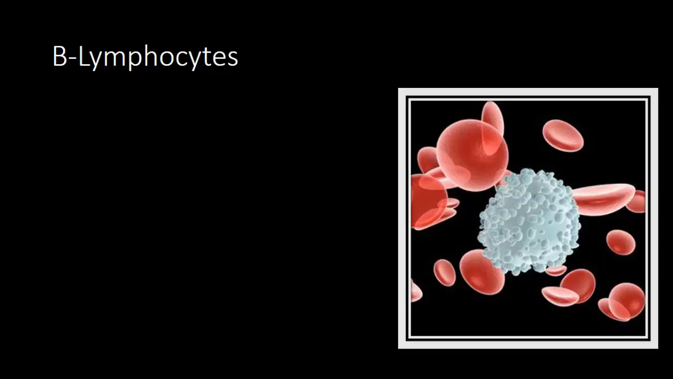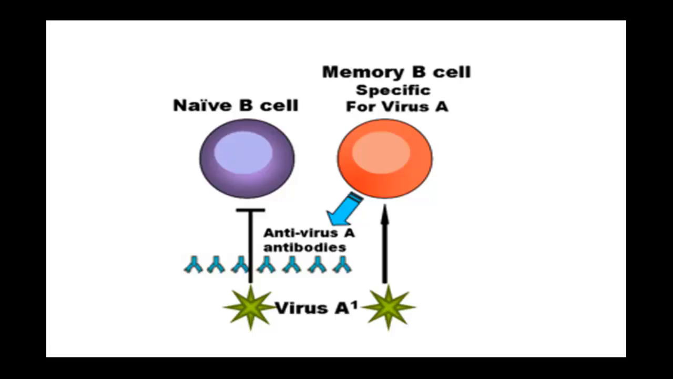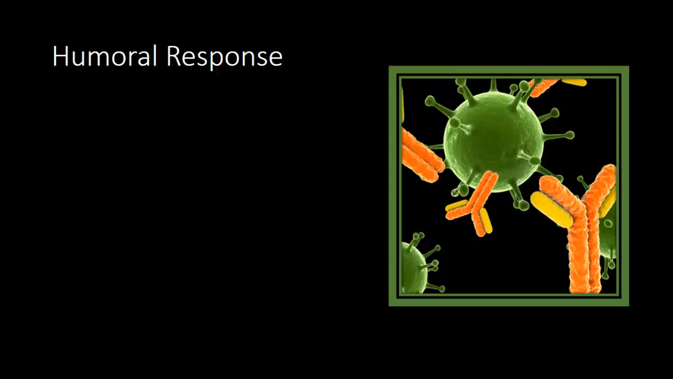B lymphocytes are made and mature in the bone marrow. They are in charge of the humoral response, and they produce antibodies. The humoral response happens when there are antigens free in the body. The B cells sense the antigen and produce antibodies for the antigen. They also produce memory B cells in case the antigen infects the body again. This is a second line of defense.